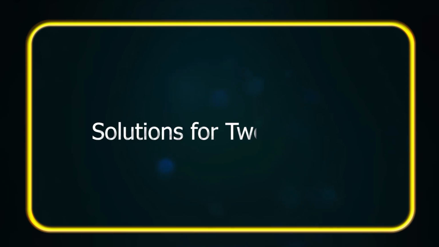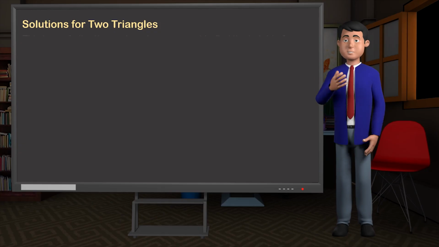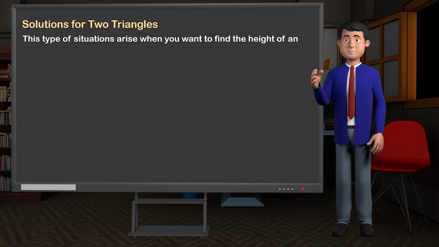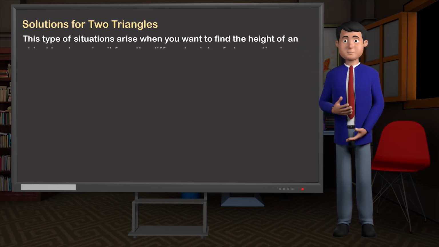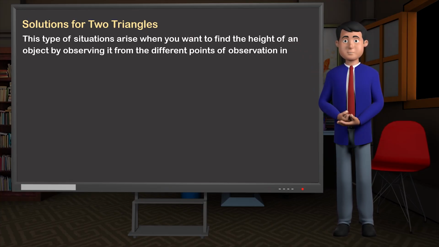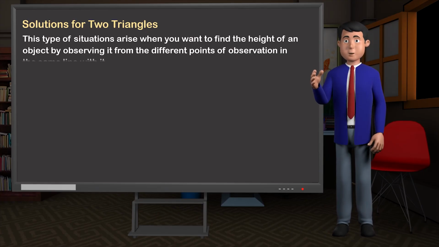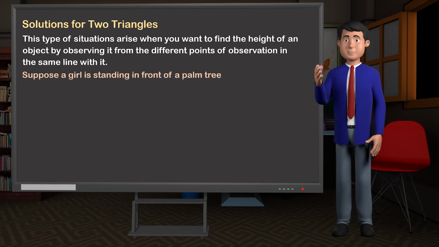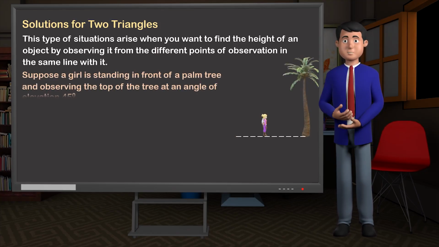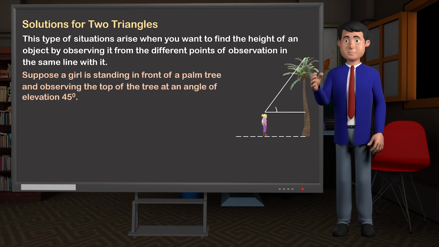Solutions for two triangles. This type of situation arises when you want to find the height of an object by observing it from different points of observation in the same line with it. Suppose a girl is standing in front of a palm tree and observing the top of the tree at an angle of elevation 45 degrees.